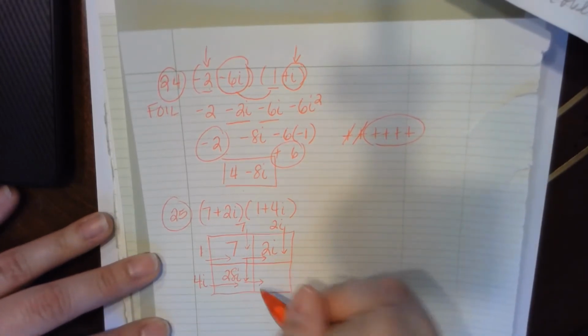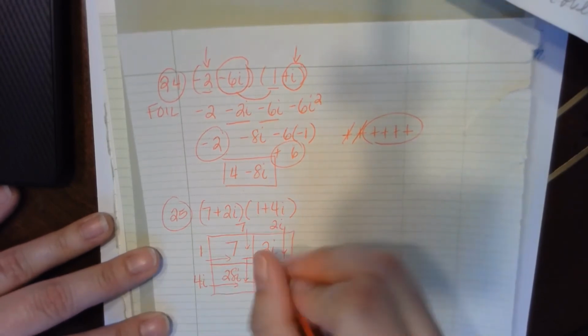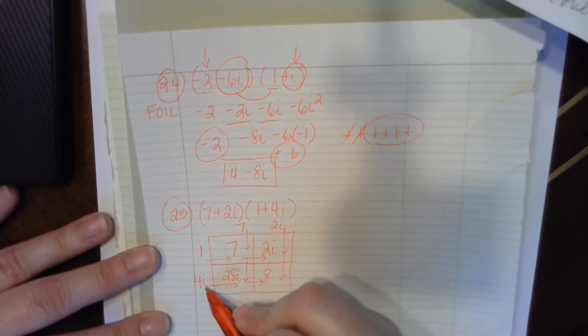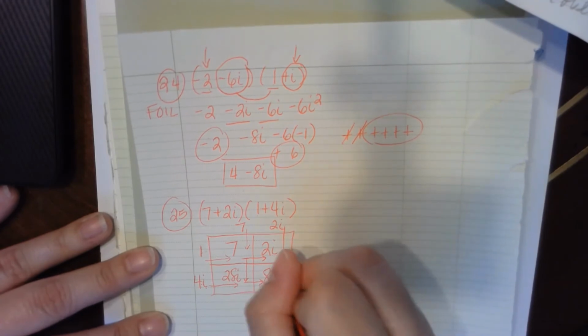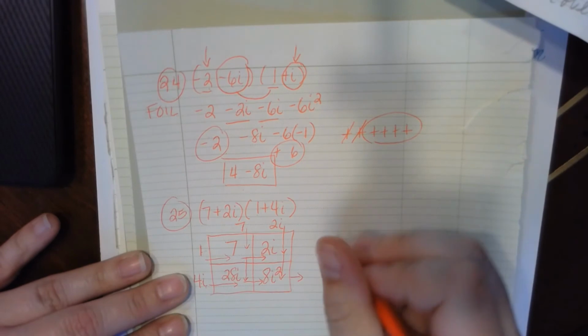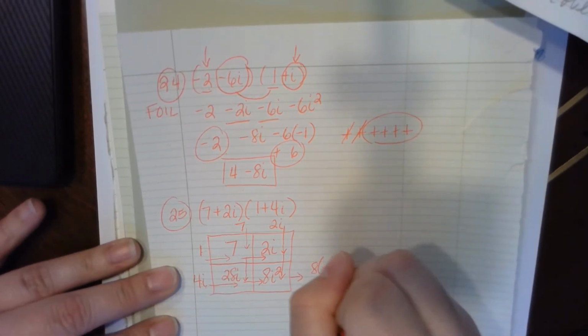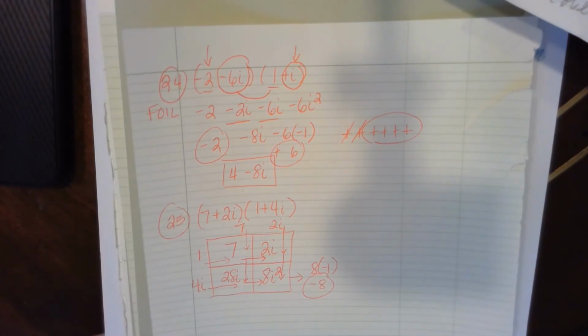Keep going, 4i. You're going to meet 2i. I've got 4 times 2 is 8. i times i is i squared. Okay, but I'm going to go ahead and out here, I'm going to say 8 times -1. I'm going to make it a -8, okay? I'm just going to go ahead and do that right now so I can get it done.